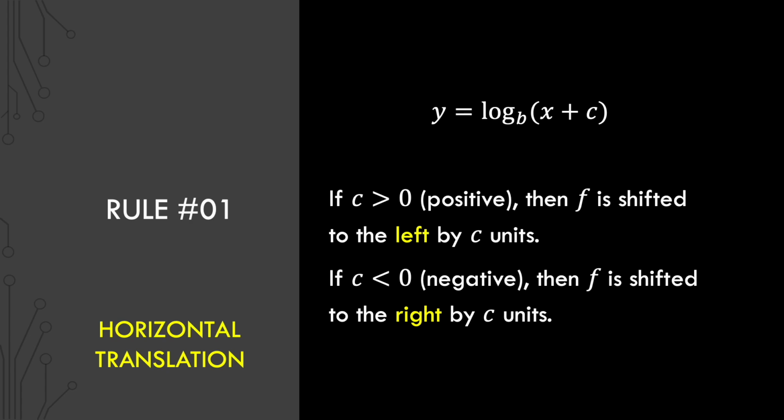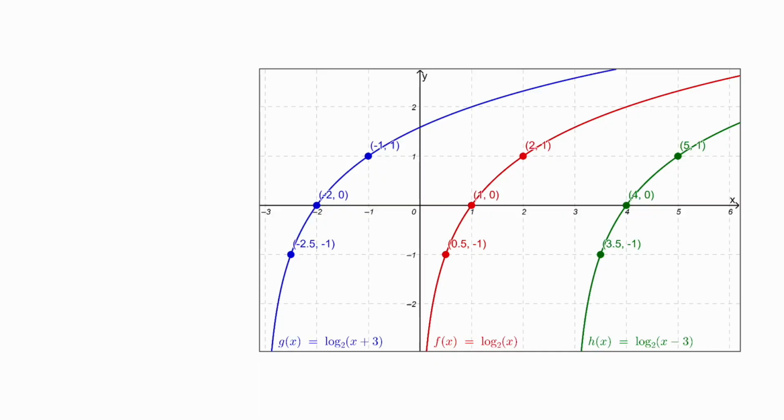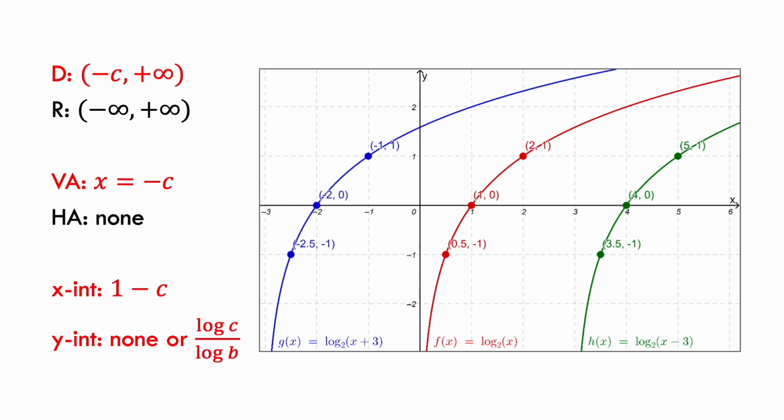So makikita natin dito yung f of x natin, that is the red. Pag nagdagdag tayo ng 3 positive, yung blue na part, okay, nag-shift siya ng 3 units to the left. At pag nagbawas naman tayo ng 3, nag-move naman siya ng 3 units to the right. Ang domain na ngayon ng ating function is negative c to positive infinity, while the range hindi siya nag-change, still the set of real numbers.